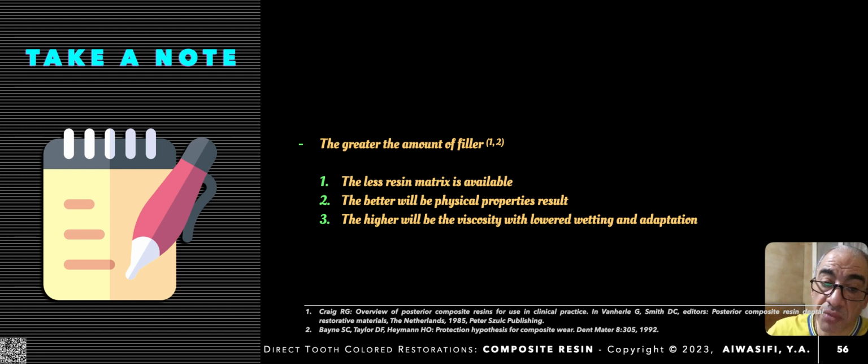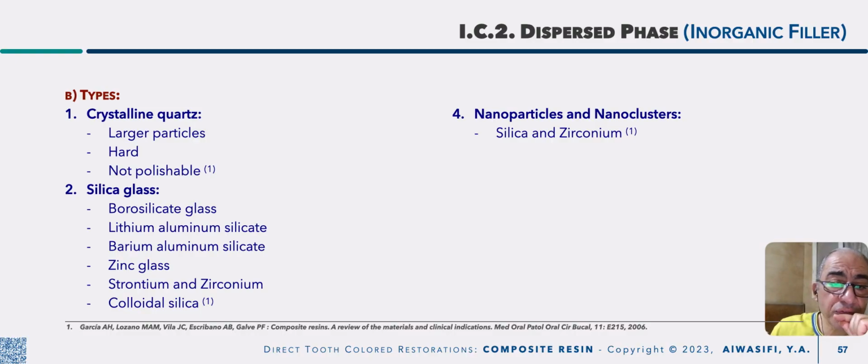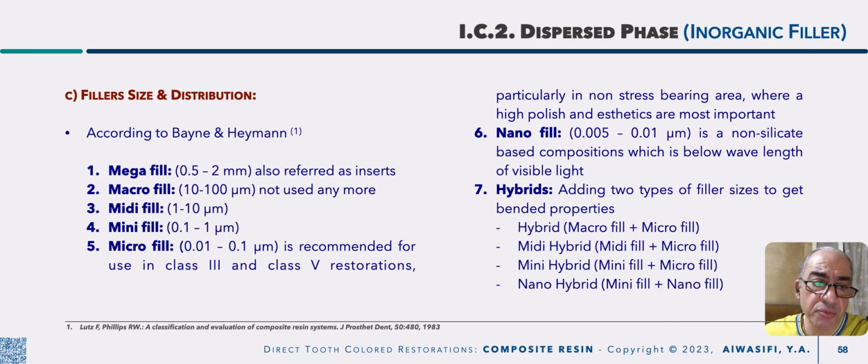But at the same time, the higher the filler content, the higher the viscosity, with lower wetting and adaptation. That's why you need to add diluent. Types of filler are variable. The old traditional one is crystalline quartz, then silica glass, then nanoparticles of silica and zirconia. Okay, and all manufacturers have different types of fillers, maybe a combination of all of these, but what is important is the filler size and distribution.